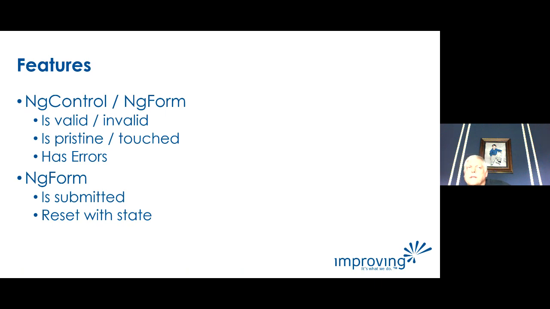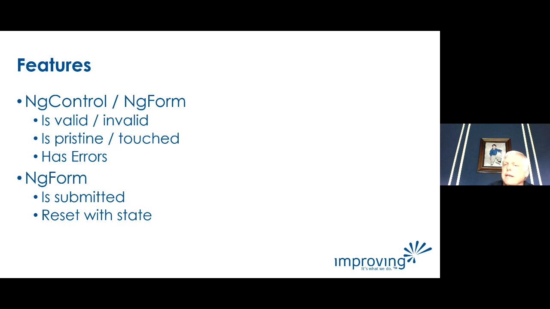Then also you can reset that form with a state, meaning if you don't give it a state, all the values would be cleared out. So you could start over, which would be good if you're in a kiosk mode. But let's say you wanted to repopulate it with some other values, you would just pass that state and it would initialize those controls. Each control has some properties on it as well that are very useful for form development. There's isValid, isInvalid, isPristine, touched, and also hasErrors.